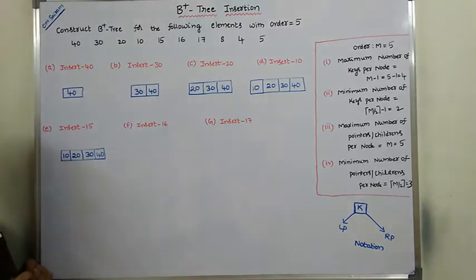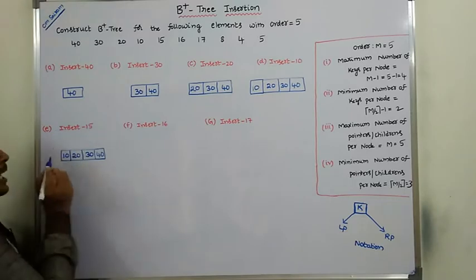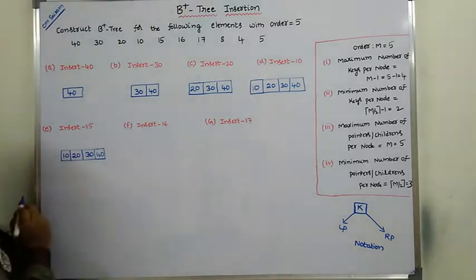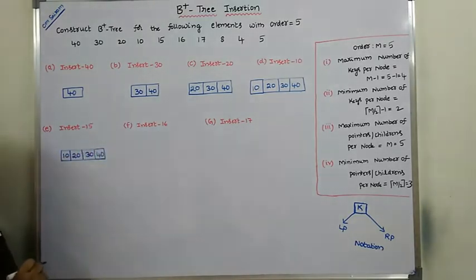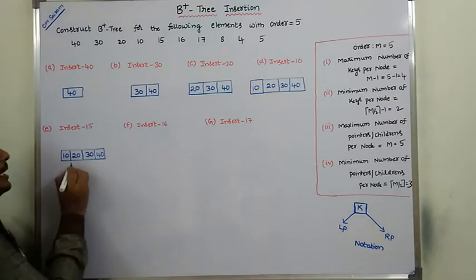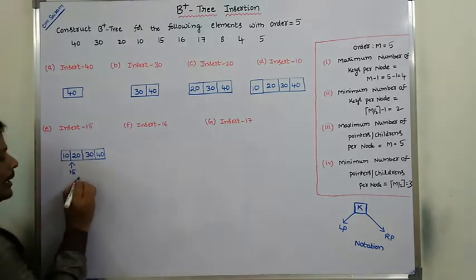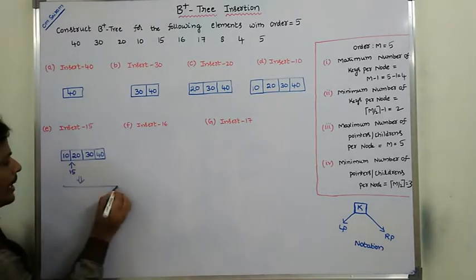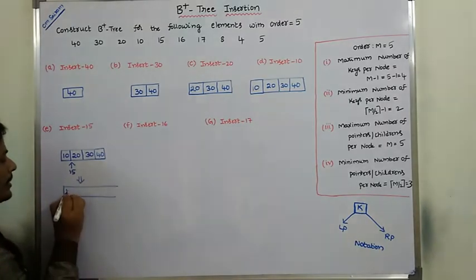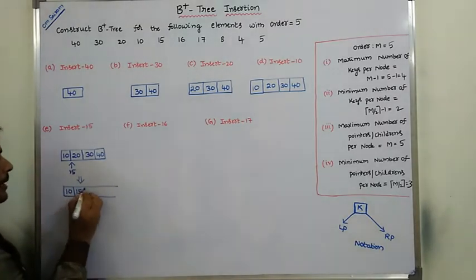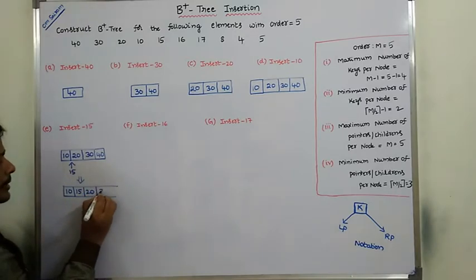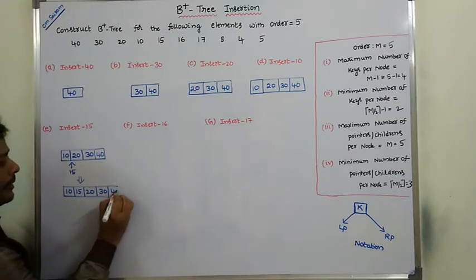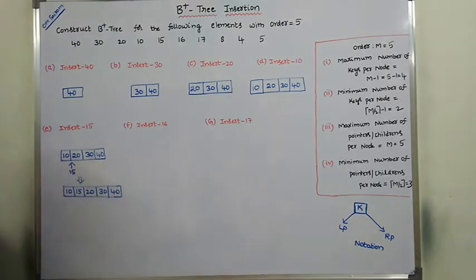15 is less than 20. So 15 can be inserted to the right of 10 and the left of 20, that is, in between 10 and 20. In this place we have to insert 15. Suppose we insert 15 in this place, the node becomes 10, 15, 20, 30 and 40. So now this node contains 5 key elements.